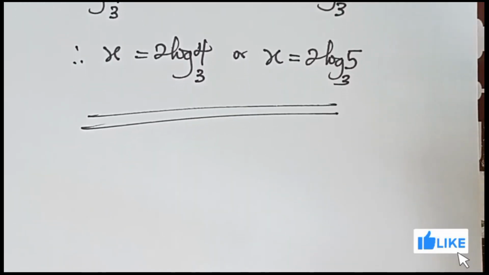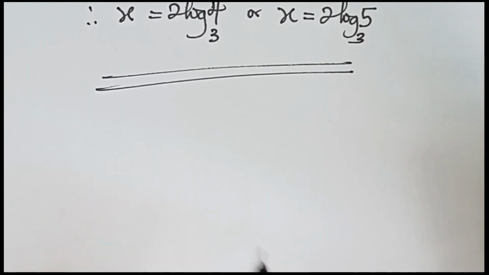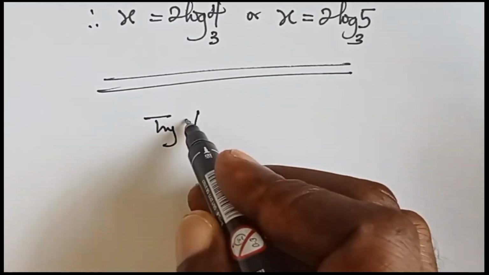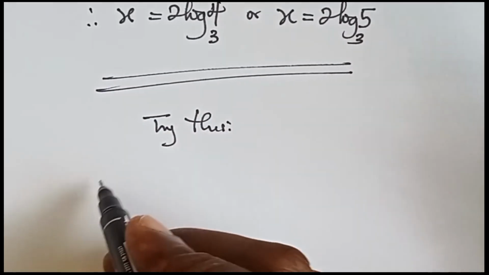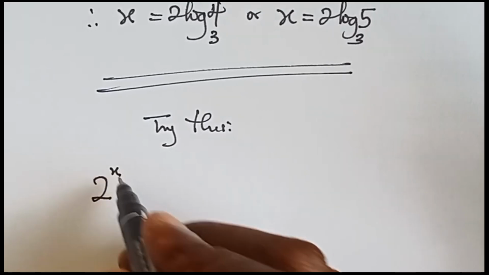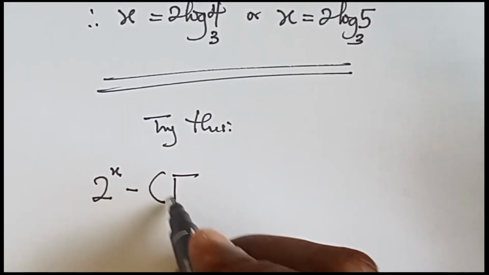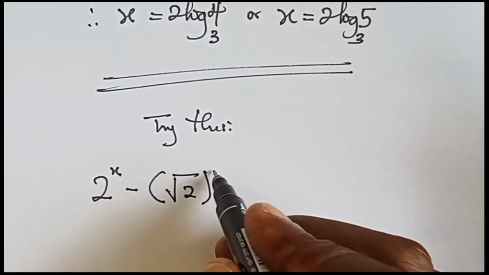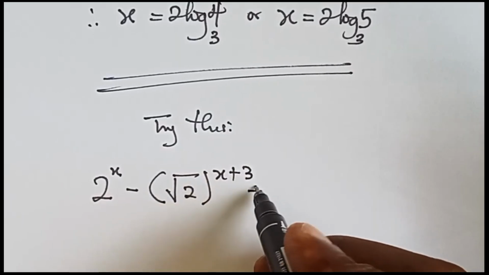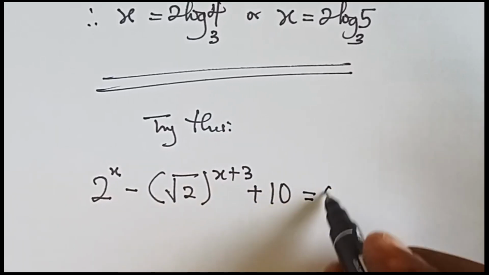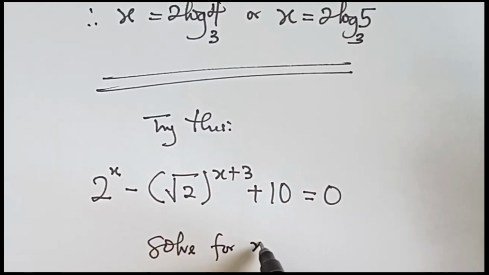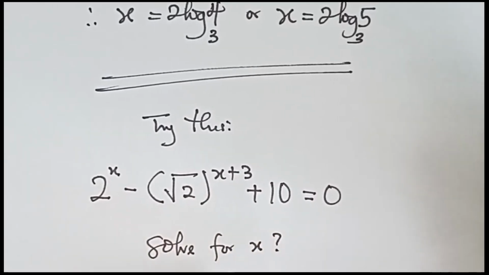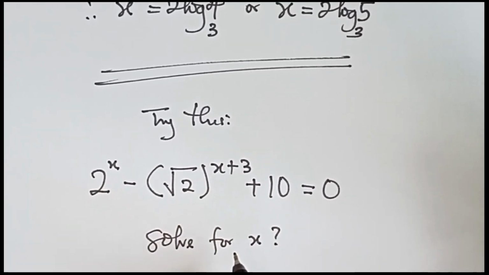Okay, all right. Let's try this. Let's see if we can do this. Now let's solve for x when we have 2 raised to x minus root 2 raised to x plus 3 plus 10 equals 0. Okay, so let's solve for x here. Solve for x. And then let's drop our answer in the comment section.